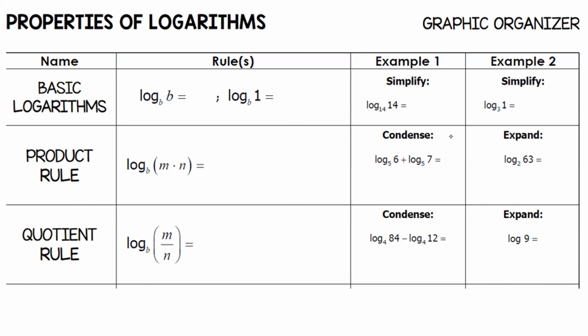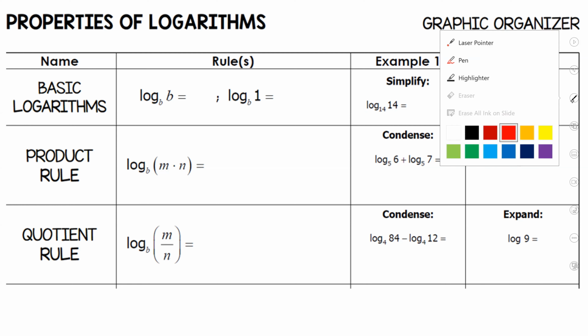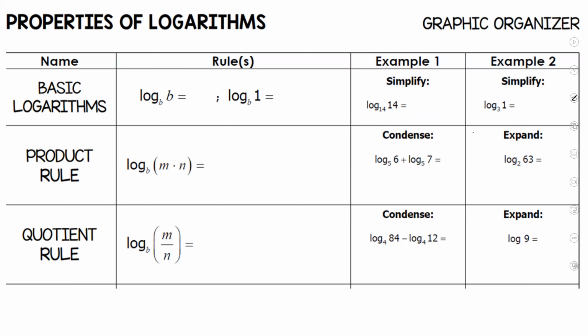Okay, so let's do a review over the properties of logarithms. First, let's look at the basic logarithms. Whenever your base is the same as this number, your answer is 1. So this example here, log base 14 of 14 is just 1, because if I rewrite this, it is 14 to the first power equals 14.